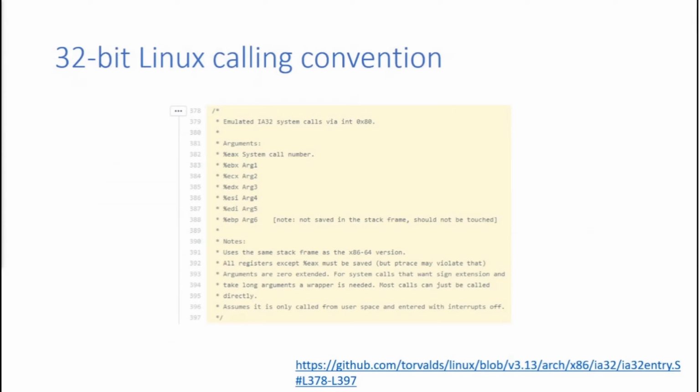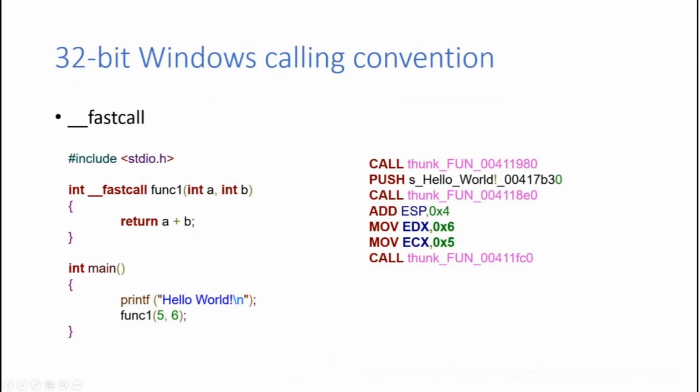When we have a look at the 32-bit Linux calling convention, we see how parameters are passed to the function, in which EBX to register EBP contain the 6 arguments, and EAX contains the syscall number. Whereas if we have a look at the 32-bit Windows calling convention, it is divided into many calling conventions like fastcall, stdcall, or cdecl, etc.